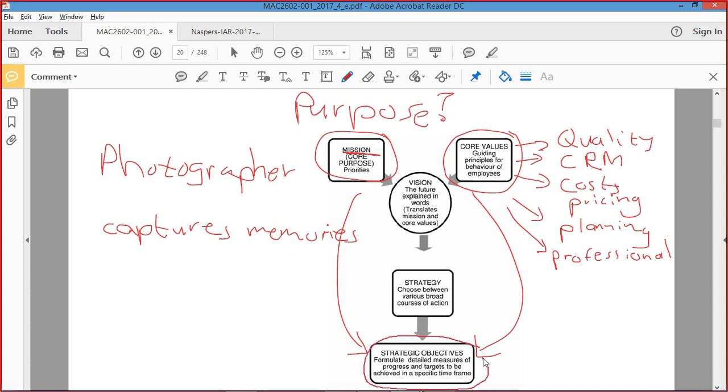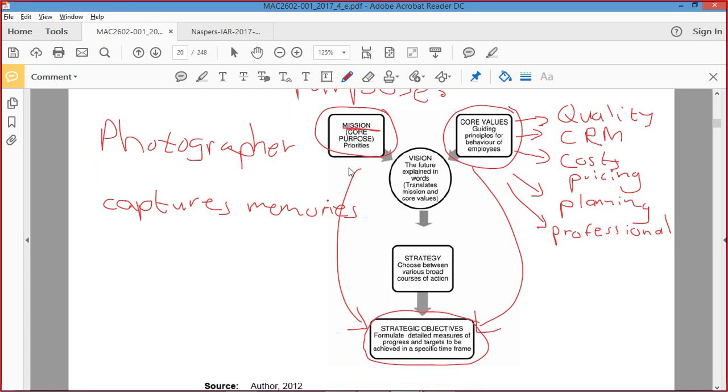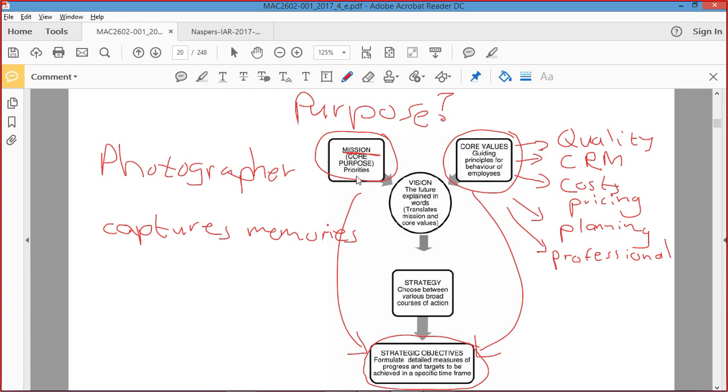Yes. The strategy will then be linked to that mission, or to that value. So let's assume that your mission wasn't to capture moments in time, and your mission was to make a profit.